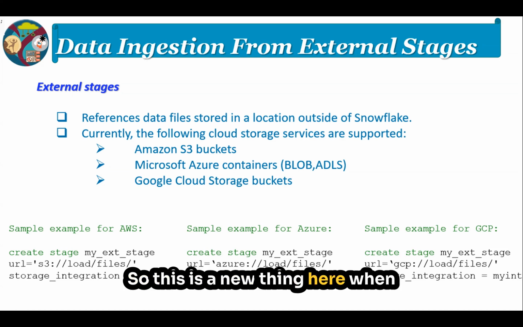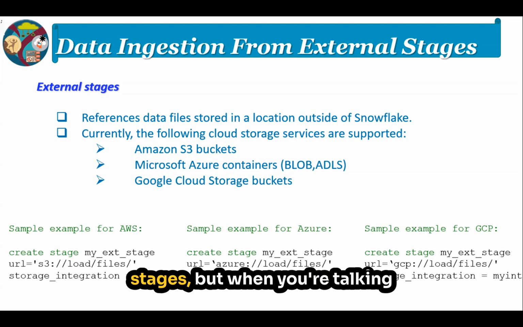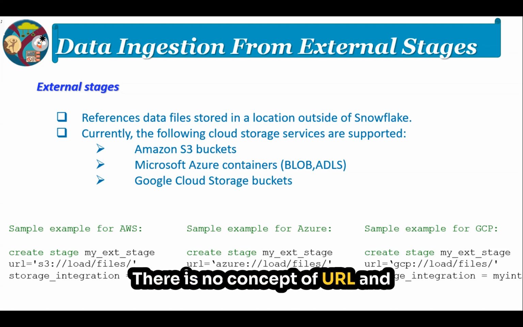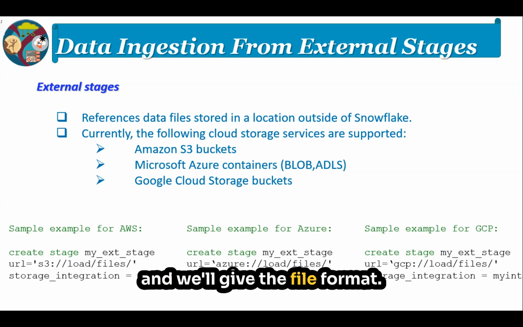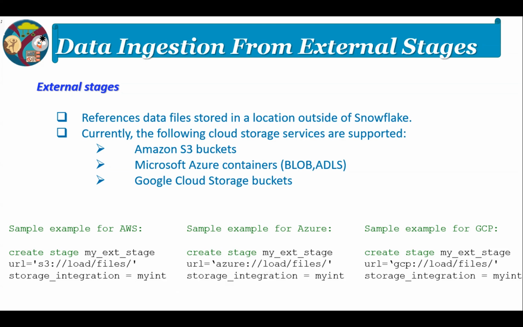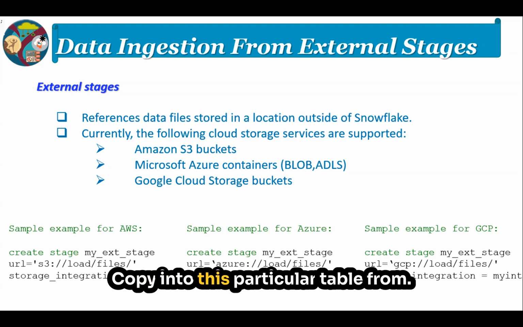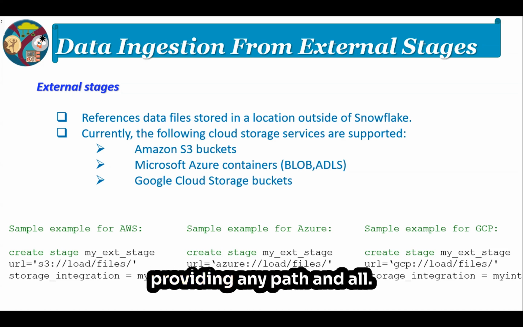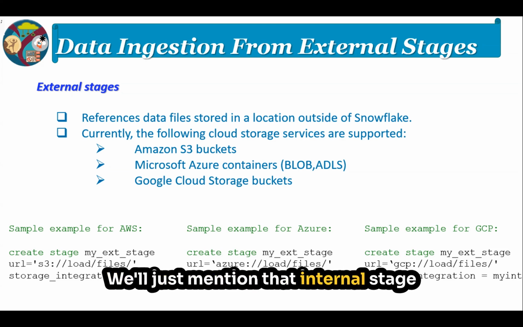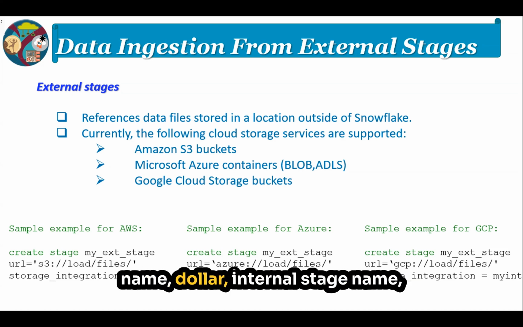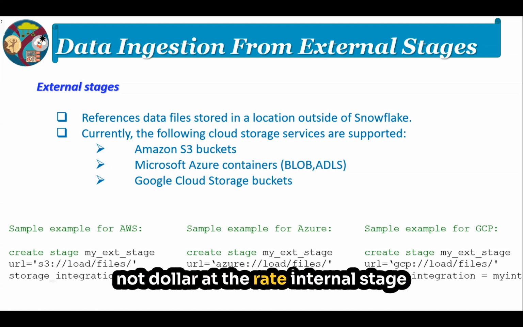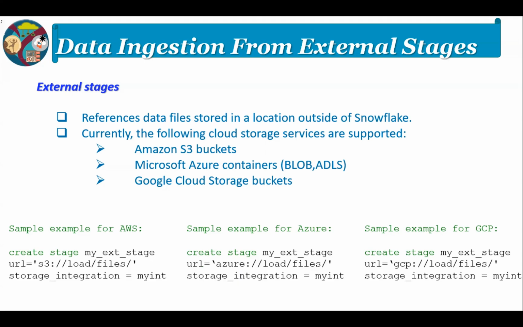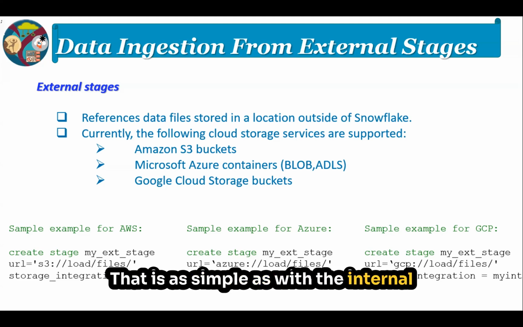So this is the new thing when we are talking about external stages. But when we are talking about internal stages, there is no concept of storage integration, and no concept of URL. We just create or replace the stage and give the file format. That's all. Copy into this particular table from that particular internal stage. For the internal stage, we are not providing any path. We just mention the internal stage name, with an at sign, not a dollar, before the stage name, and then we give a file format. It is as simple as that with internal stages.